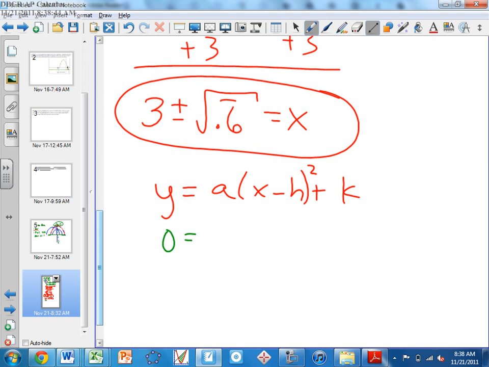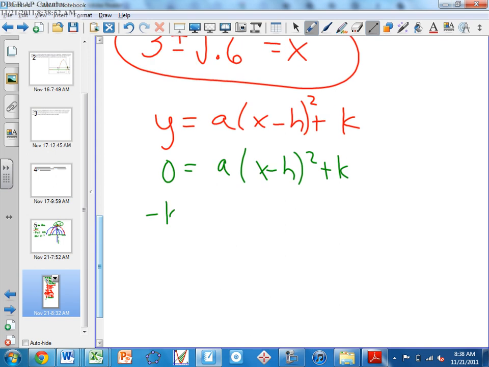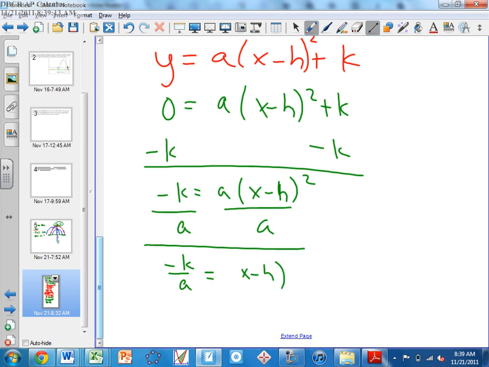Okay, step me through it, John. Minus k. Good. Subtract k from both sides. Subtract it, so I can divide by a. Divide by a on both sides. Okay, this is what we got so far. So again, if we're solving just with variables, we've subtracted k and divided by a.